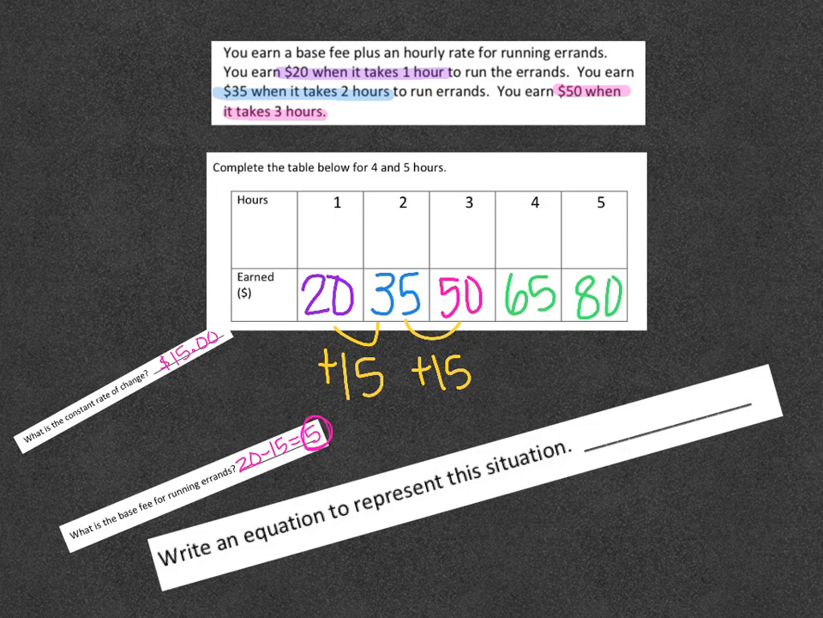Okay. Last one says, what is my equation? If we take a look, we said each one of these is increasing by 15. And we said our fee a minute ago was 5. So for every hour that I work, it's going to be 15. So 15x plus that $5 fee. So my equation would be 15x plus 5.